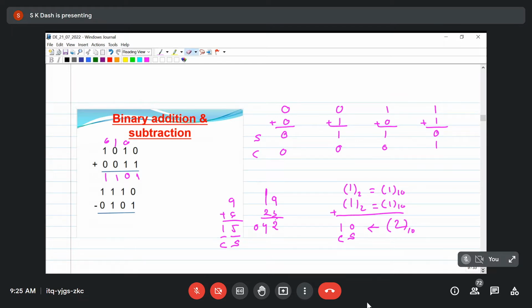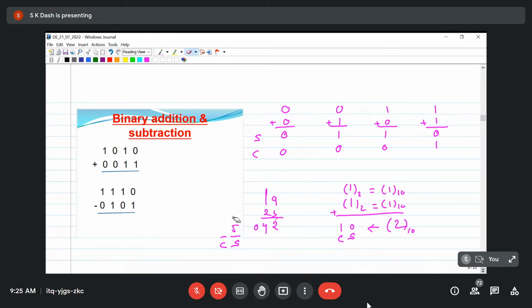Let us verify this, whatever you got, is it correct or not? We don't know. So 1010, what is its decimal equivalent? Decimal equivalent of this is 10. Okay. 0011 is 3. So 10 plus 3 should be 13. Verify this. How much is this? This is 13. 8421, so 8 plus 4 plus 1 is 13. Okay. So this is about the addition.